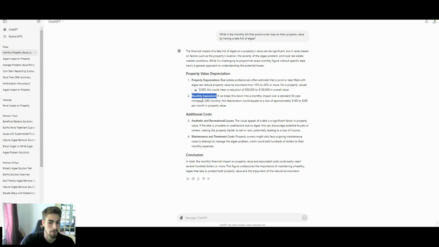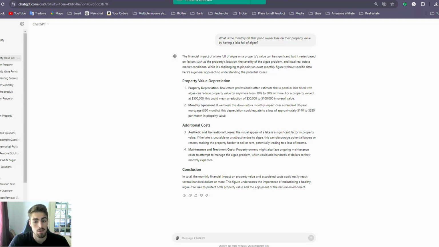I'm wondering, what is the monthly equivalent for this? If we break this down into a monthly impact over a standard 30 year mortgage, the depreciation could equate to a loss of approximately $140 to $280 per month in property value. So this is a lot of money. This is extremely significant for homeowners that have a pond or a lake on their property.